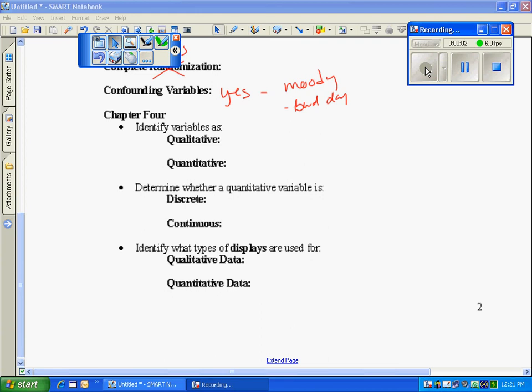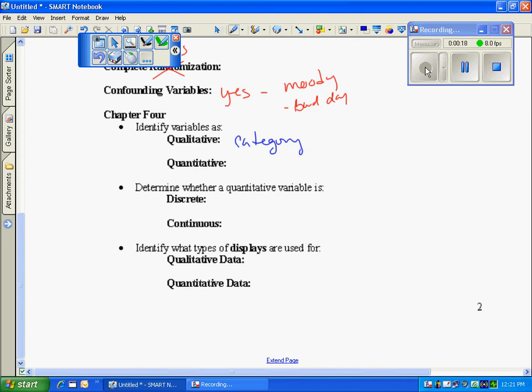Chapter 4 talks about pictures of data and how we can make those pictures. So we first need to identify the types of variables that we're going to study. Now remember, a variable is what we're looking at, and what we look at might be in some form of a category, which is qualitative, or it might be a number, and that would be quantitative. Now we must be very careful with this.